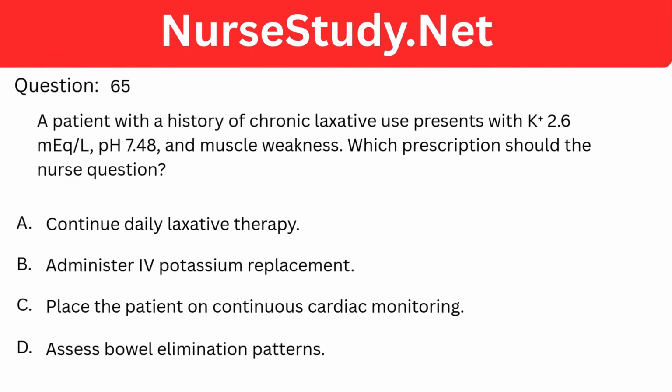Question 65. A patient with a history of chronic laxative use presents with potassium 2.6 milliequivalents per liter, pH 7.48, and muscle weakness. Which prescription should the nurse question? A. Continue daily laxative therapy. B. Administer intravenous potassium replacement. C. Place the patient on continuous cardiac monitoring. D. Assess bowel elimination patterns.